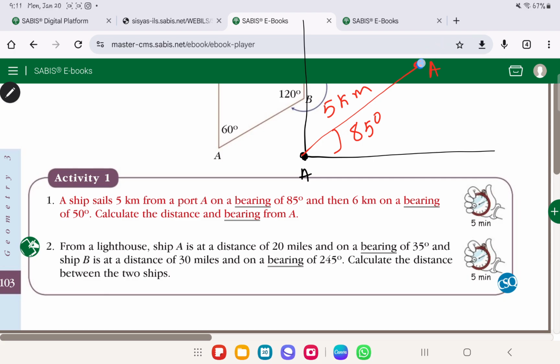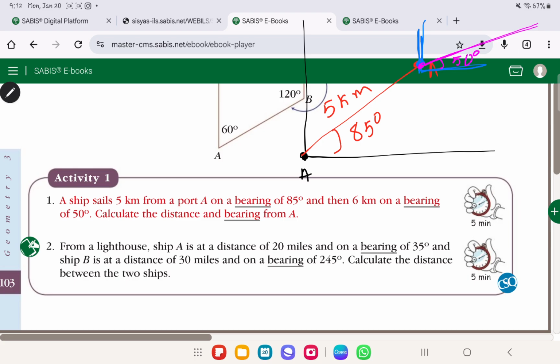Now, from this point over here, which is point A, we are also gonna be drawing the perpendicular. And they told us that from point A, there was a distance moved of 6 kilometers. They said there is a bearing of 50 degrees. So excuse my drawing, but it will look approximately something like this. Let us say that this is the 50 degrees. I know my angles are not correct, but it's the whole point of drawing.